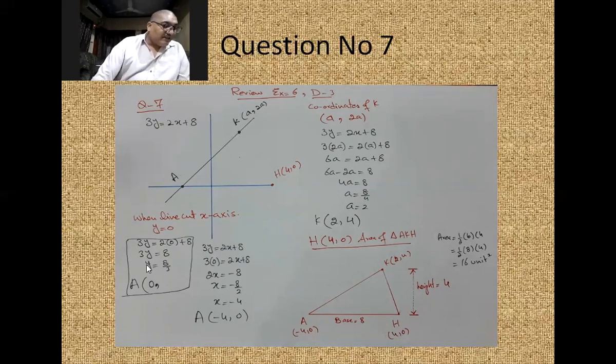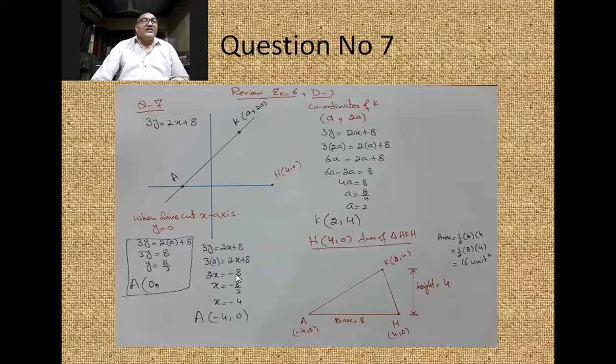Their question is the coordinates of the point A. The point A is where the graph cuts the x-axis. So here the y value must be 0. I will take the original equation, that's 3y equals 2x plus 8, and in the place of y, I will put 0. So 3 into 0 plus 2x plus 8 equals 0, so 2x plus 8 equals 0.